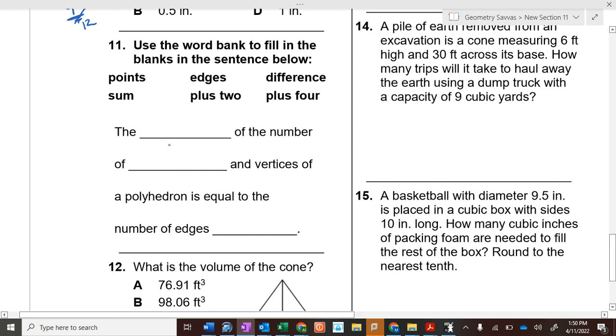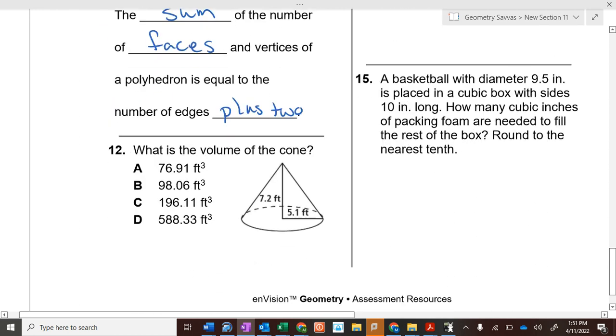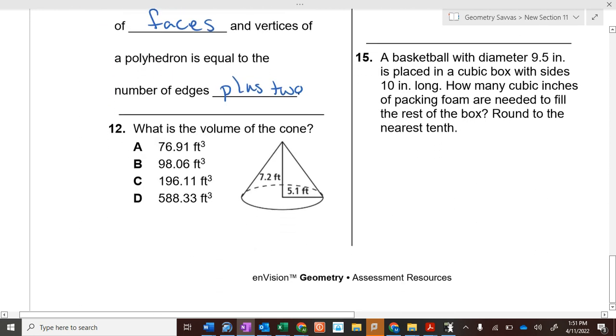The sum of the number of faces. So sum, and then I forgot the word faces up here. And vertices is equal to the number of edges plus 2. Okay? All right. So hopefully on the test it's not screwed up. I'll have to check that out today.